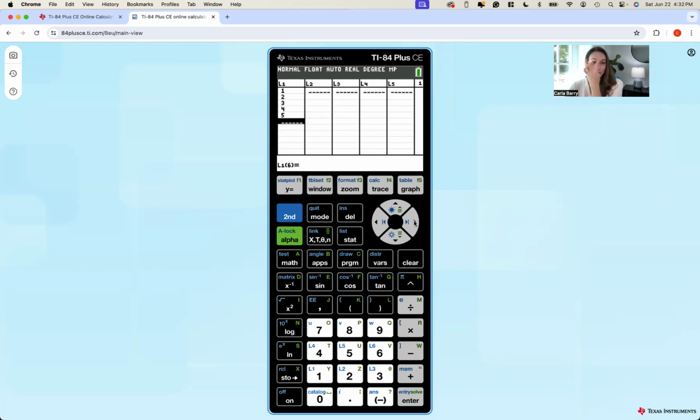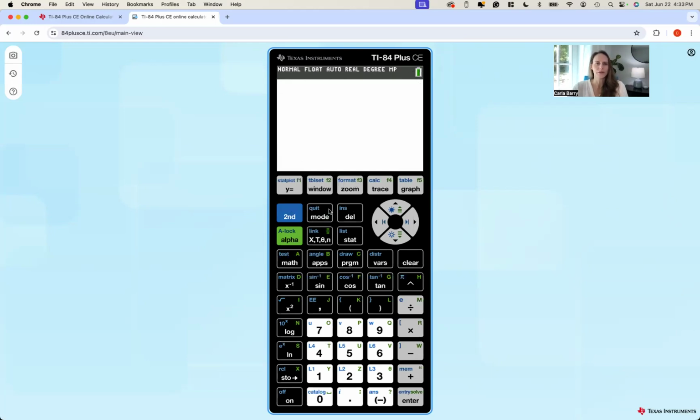I could keep on just putting a new list instead of clearing lists. Sometimes students do that, I've known, but just put in 1, 2, 3, 4, 5 in list 1, and then we're going to press second mode to quit out of that, and then second stat. So remember, the first step of using the stat button is just to press stat and then edit.